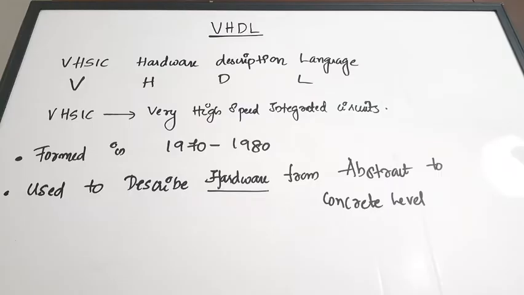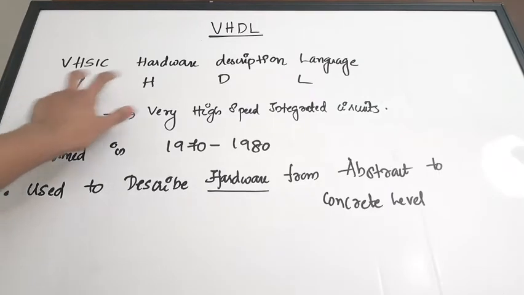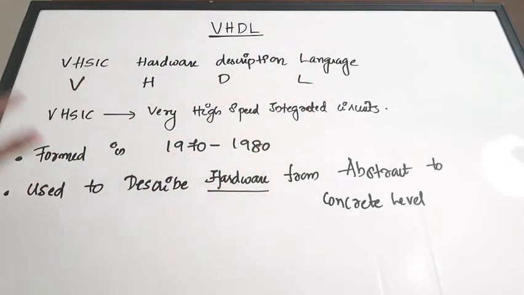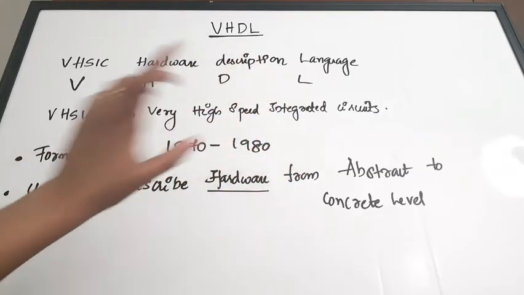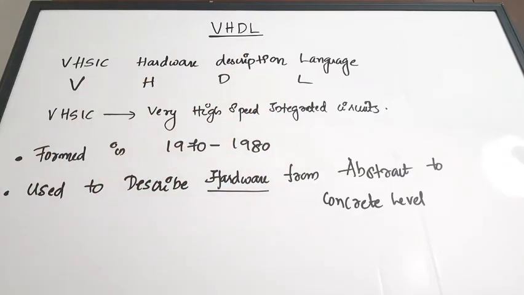Another important thing: we have seen that VHDL is VHSIC Hardware Description Language. Now what is this VHSIC? VHSIC stands for Very High Speed Integrated Circuits. Why I have included all these terms is because these can come up in your examinations, that is your competitive examinations. So this will come as questions.